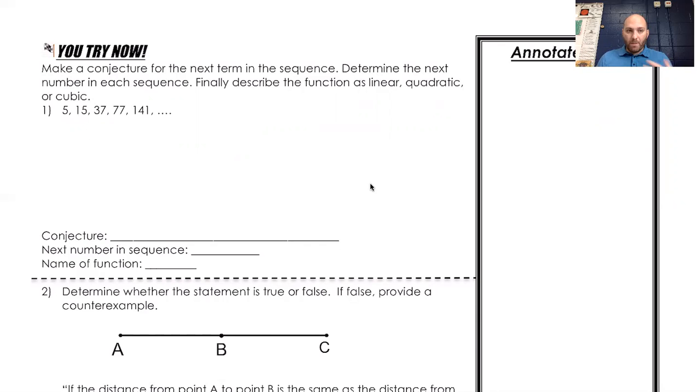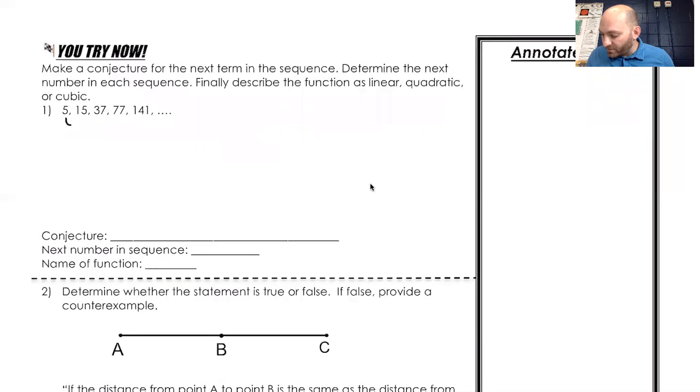So it says here, make a conjecture for the next term in the sequence, determine the next number in each sequence. Finally, describe the functions, linear, quadratic, or cubic. So we need to do three things. We need to make a conjecture, which is basically trying to say what the pattern is. And then we're going to figure out the next number. Then we're going to name that function.